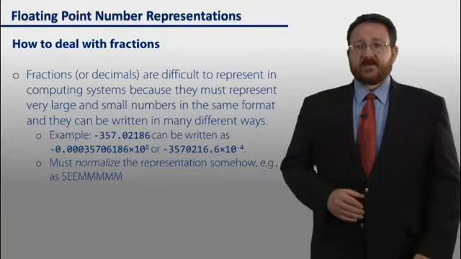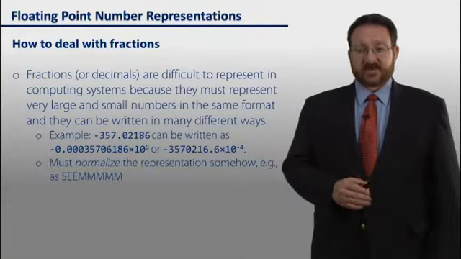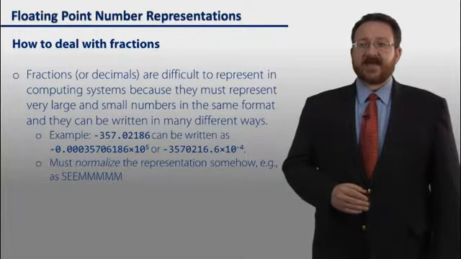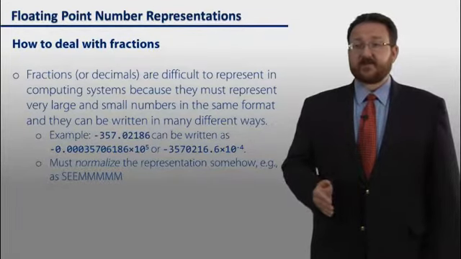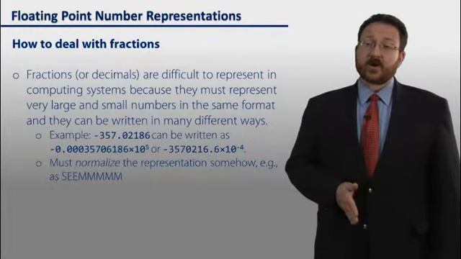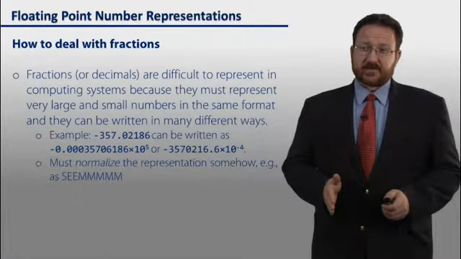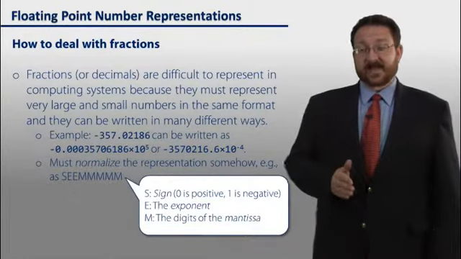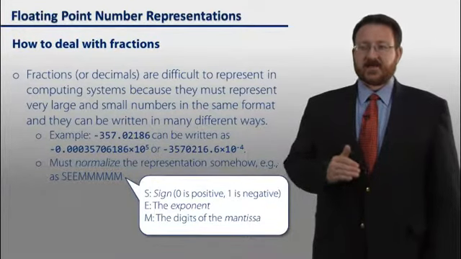For example, this particular number, negative 357.02186, can be written as a power of 10 that's 10 to the 5th by sliding the decimal place to the left, or as 10 to the negative 4th by sliding the decimal place to the right. What we have to do is pick one representation that works for all numbers. And so that involves a sign bit, an exponent, and a mantissa.